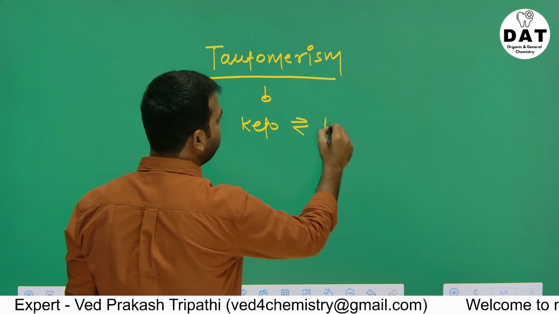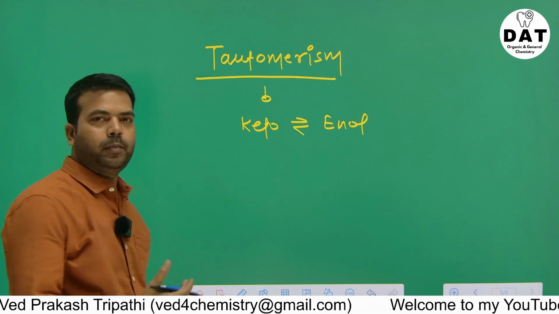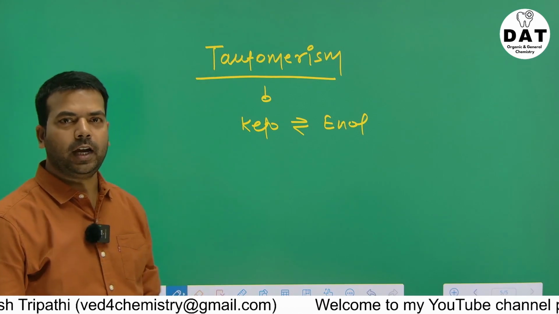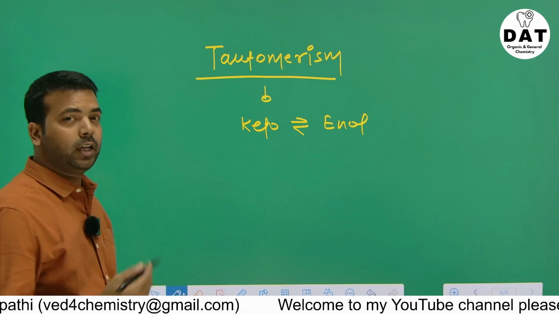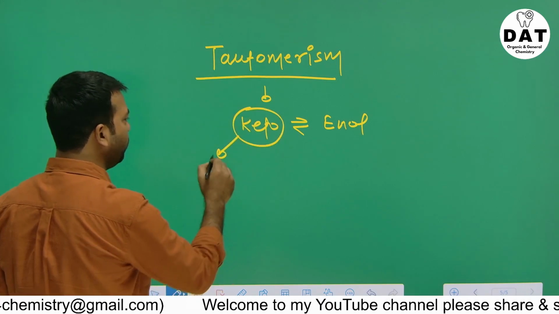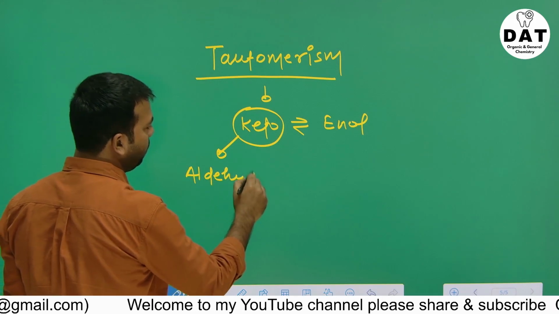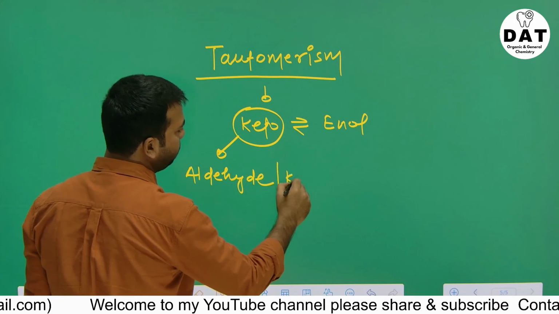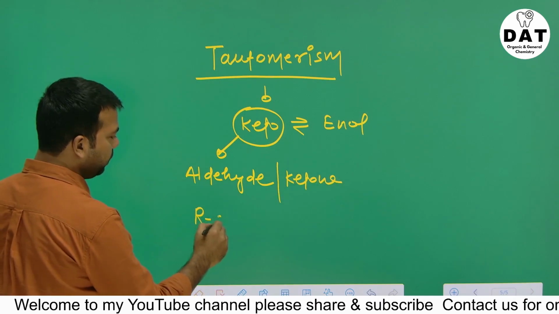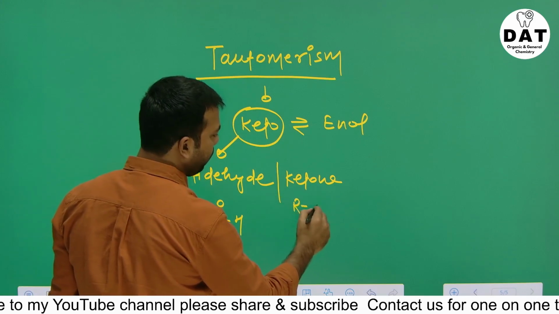Keto-enol. In this specific isomerism, keto means aldehyde and ketone both. While it sounds like keto form only, ketone, it means aldehyde and ketone both, aldehyde as well as ketone. And we all know aldehyde means RC double bond O H and ketone is RCOR. Clear?